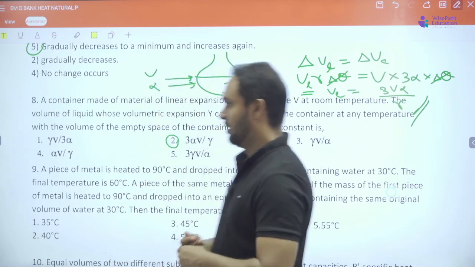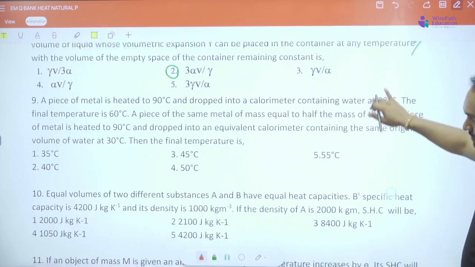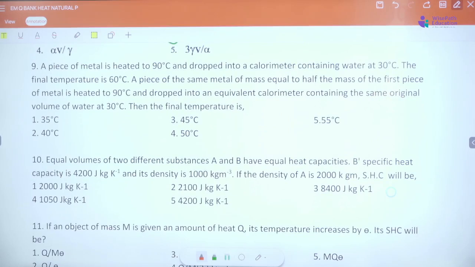Right. So question number 9. A piece of metal is heated to 90 degrees Celsius and dropped onto a calorimeter containing water at 30 degrees. The final temperature is 60 degrees Celsius. A piece of the same metal of mass equal to half the mass of the first piece of metal is heated to 90 degrees Celsius and dropped into an equivalent calorimeter containing the same original volume of water at 30 degrees Celsius. Then the final temperature is.